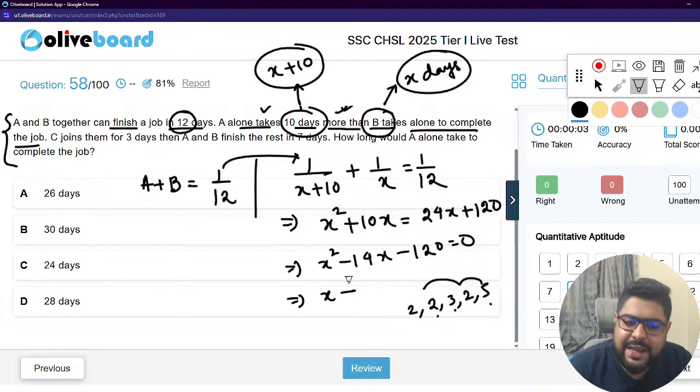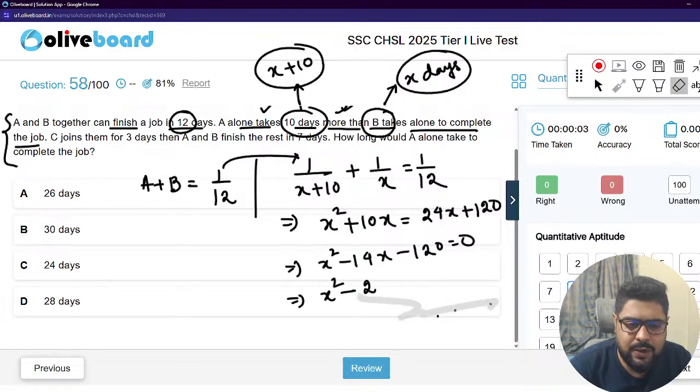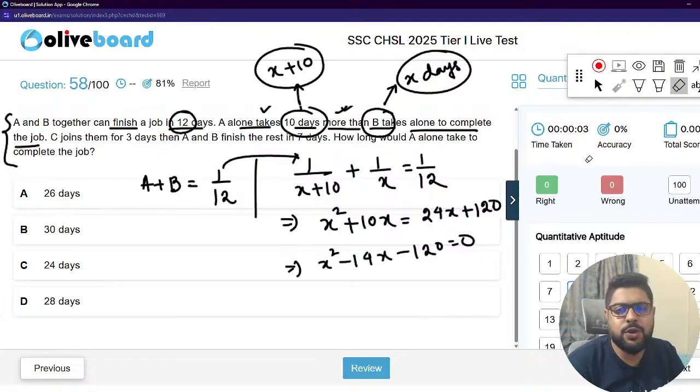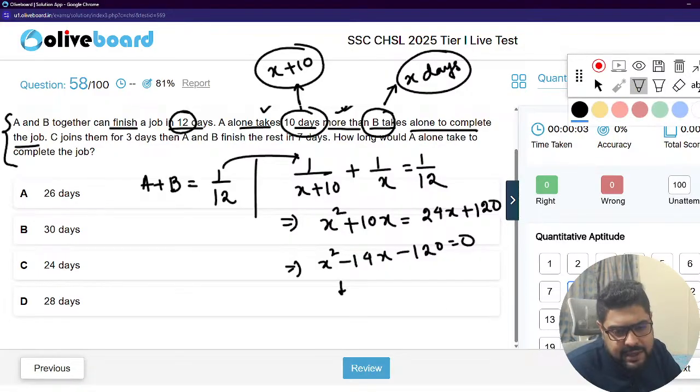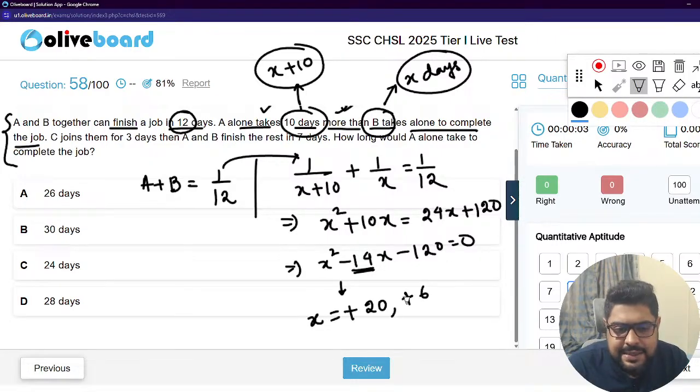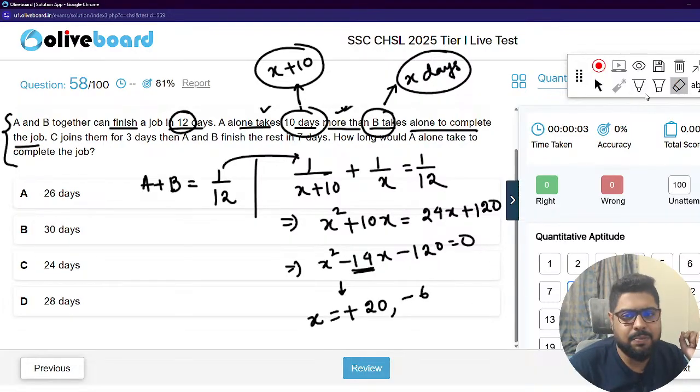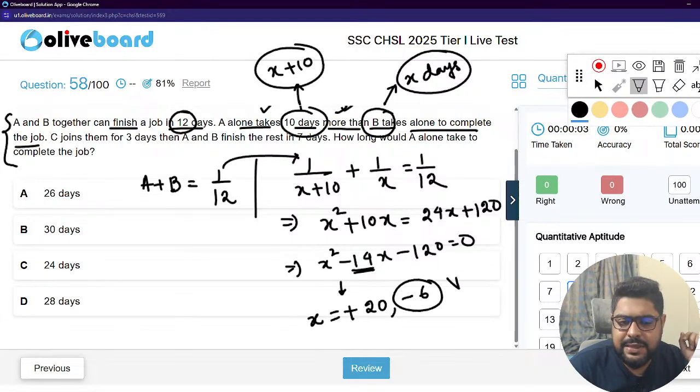So it is x square minus 14x minus 120. Can you guys do it directly? Do you know how to do it directly? If you don't know, let me show you. From here, minus 14 will be minus 20 plus 6. That gives us minus 14. So x value will be this. Just change the sign: minus becomes plus, plus becomes minus. Now, length cannot be negative, so that is gone. So x is 20.